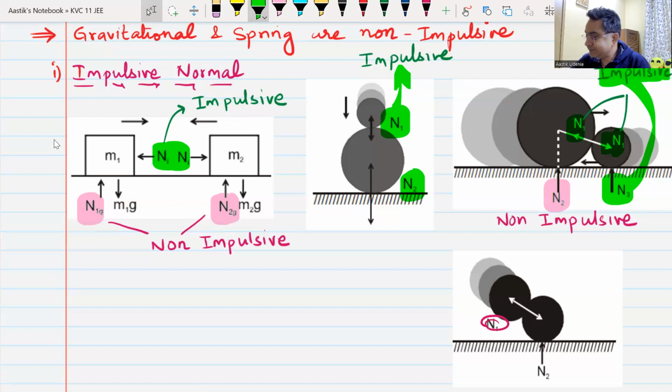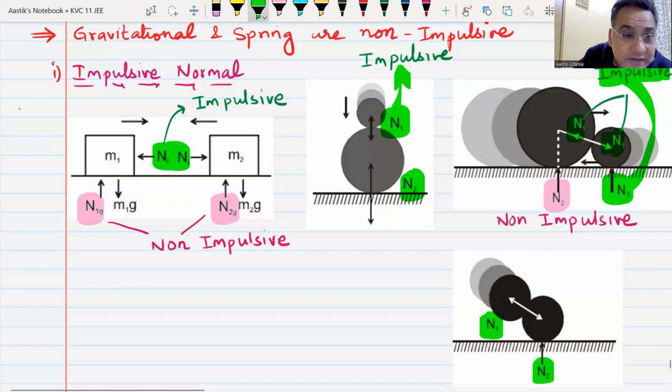N1 as well as N2, both are impulsive. I'll give you 1 minute to note it down. Let me know once you are done. Everyone has understood this?